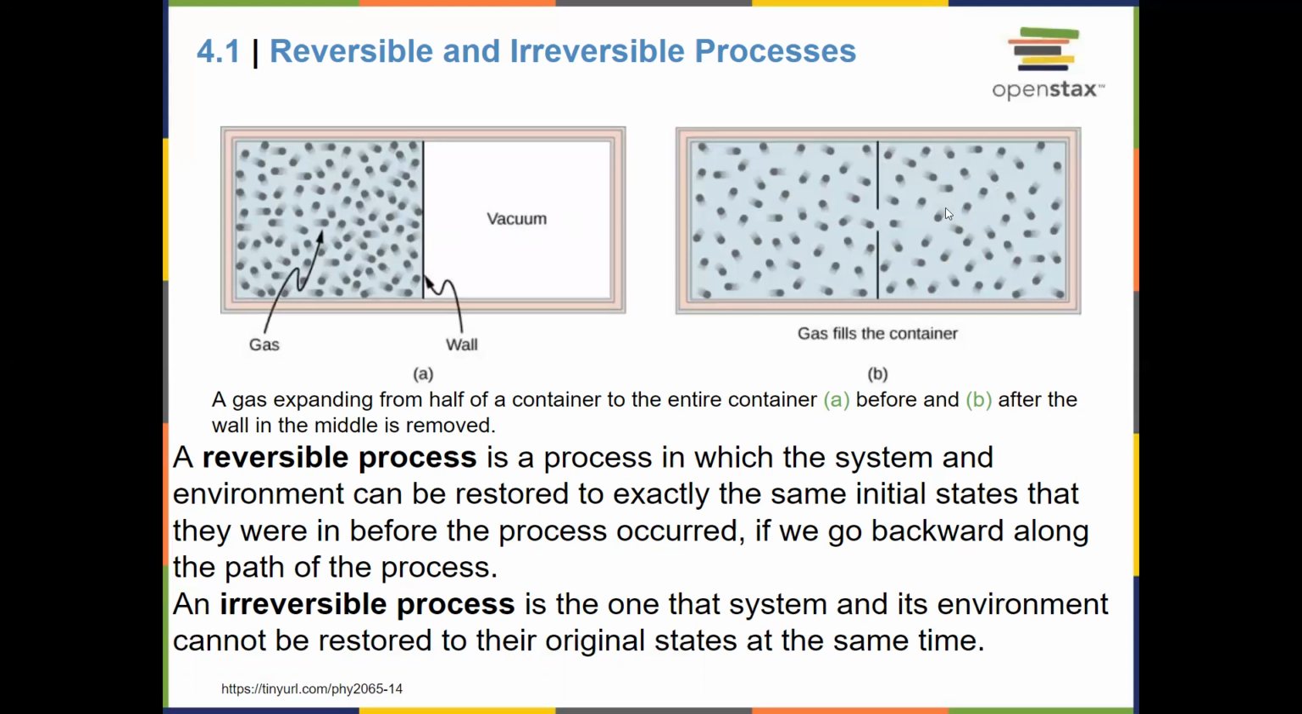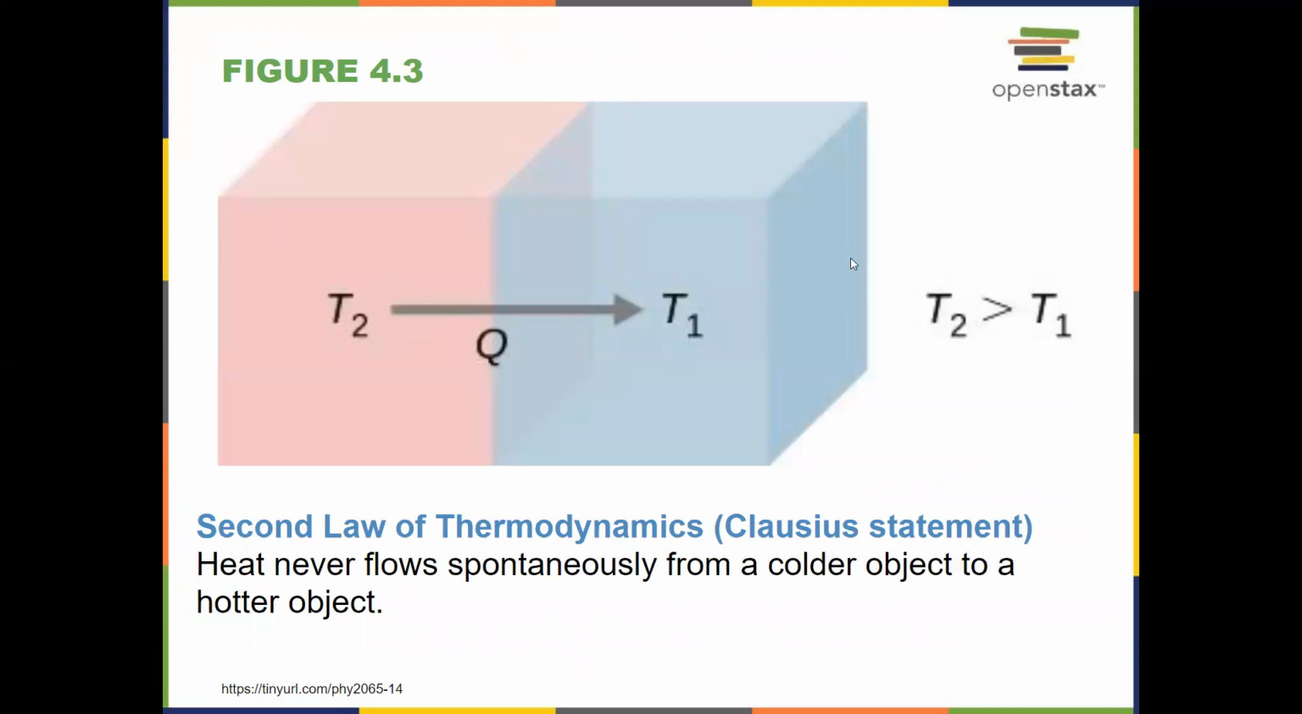It would have to be that every gas molecule over here randomly goes back over there to the left-hand side, okay? But it doesn't happen in reality. In reality, a lot of processes happen, and you will not go back again unless some extra work is done. So that's basically the second law of thermodynamics, one of the statements.